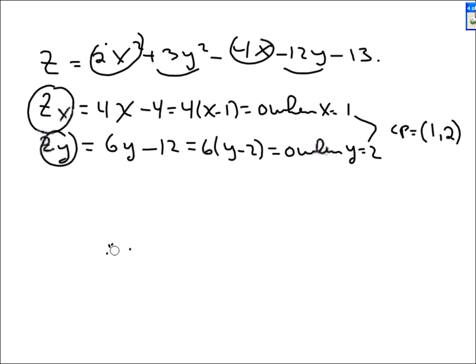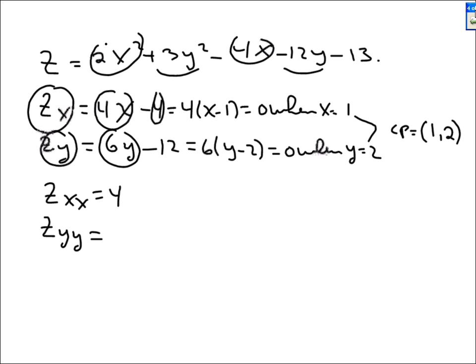Okay, now we need to prepare for the d-test. We need to find z_xx. The partial of this is 4 with respect to x. The partial of that constant is nothing, 0. 4 minus 0 is 4. Now I'm taking the partial of z_y with respect to y. This partial is 6. This is 0. It's 6. Now we need to find the mixed partial. I go to z_x, and I take the partial of that with respect to y. But there are no y's. It's 0.